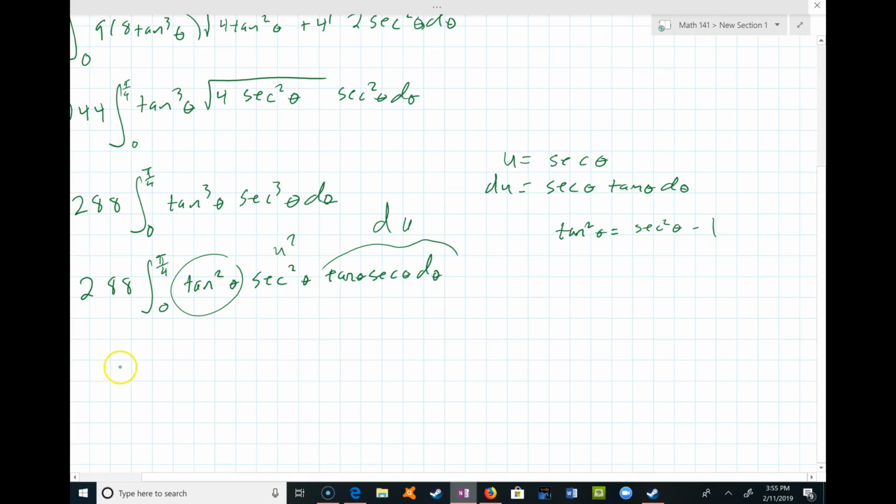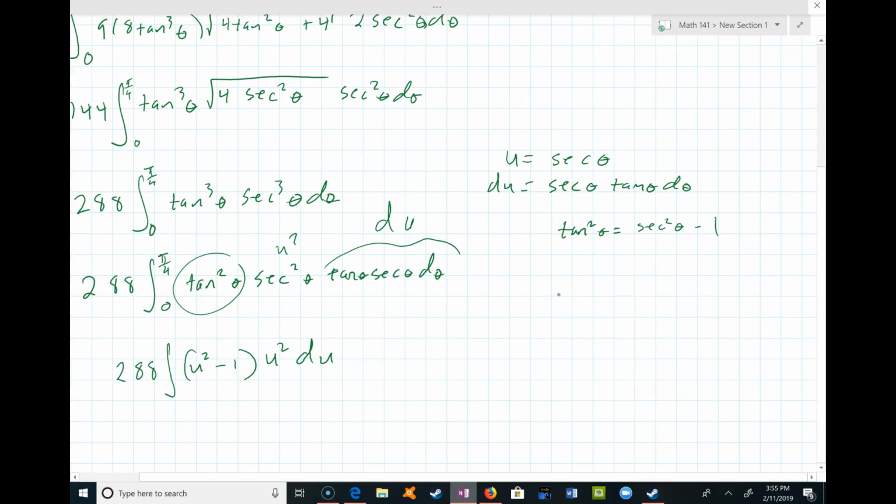So then I can rewrite this as 288, leave the limits alone for a second. And that circled thing is going to be replaced with a u squared minus 1 times a u squared, because of the secant, du. And now our second change of limits. So again, we're going to say, when theta is 0, what is u? And when theta is pi over 4, what is u?